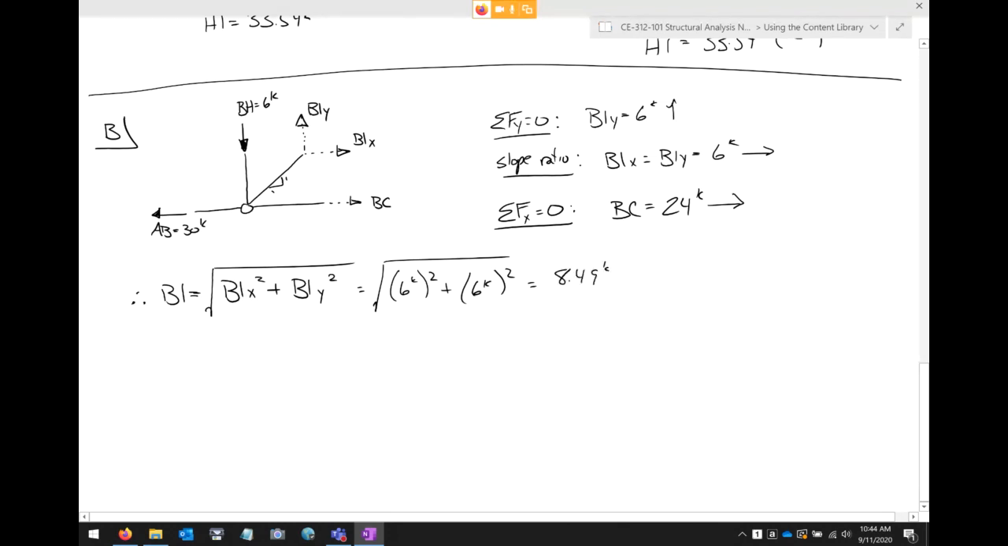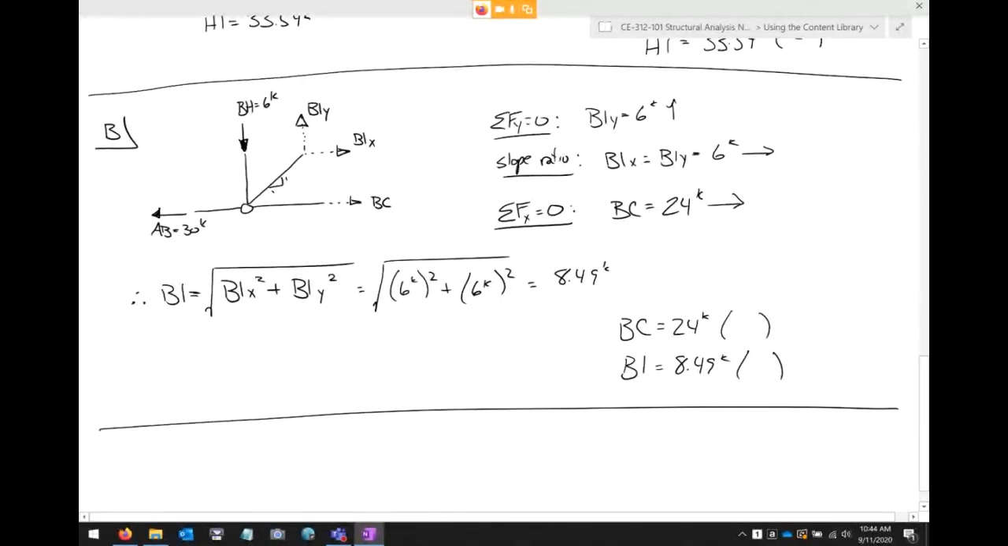Now, BC was 24 kips. BI is 8.49 kips. Ms. Hudson, what's the deal? Tension, compression? Help me out. While you're helping me out, I'll write these up here. Both tension, right. Exactly right. So tension. There we go. So this is 24 kips. And this is 8.49 kips.